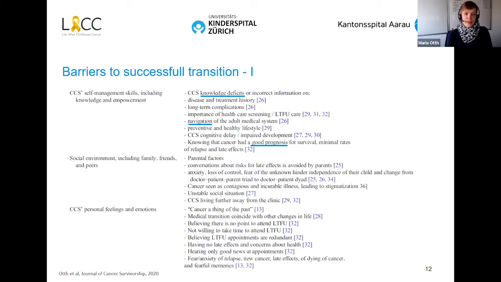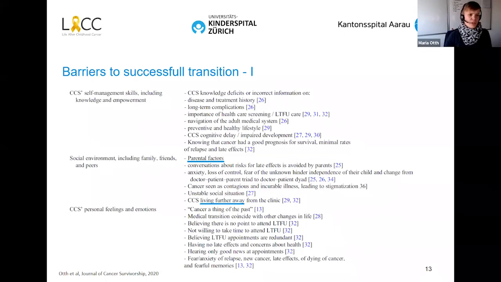Also, navigation in the adult system is really different from pediatrics, and that can be a barrier. And on the other hand, which was quite interesting for me, survivors reported that when they only heard that they had a cancer with a good prognosis for survival, with a minimal rate of relapse or minimal risk of late effects, they would rather not continue follow-up care after the transition to the adult setting.